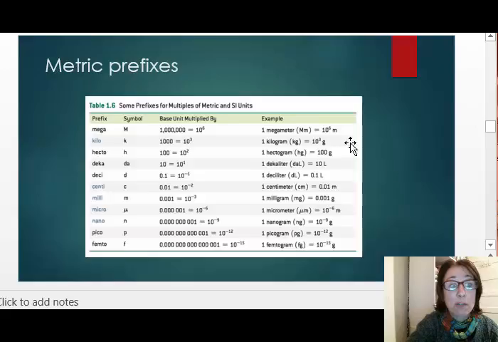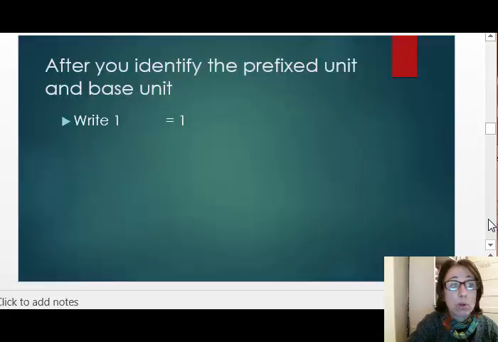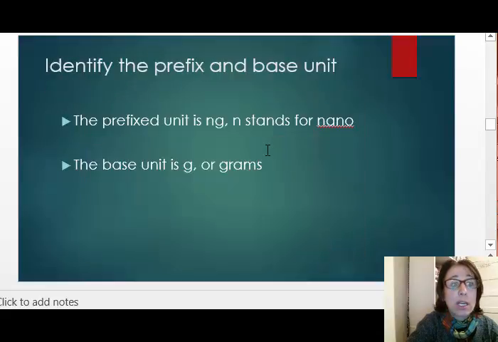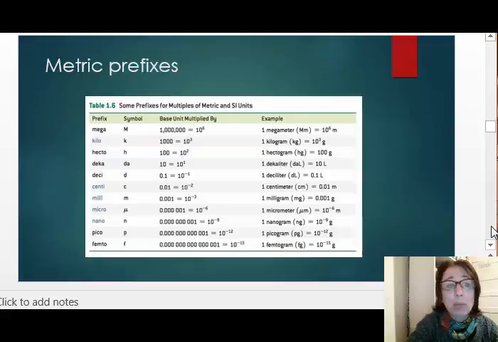The first thing we do is identify the prefixed unit, which is ng. Lowercase n, lowercase g stands for nanogram, so the prefix is nano. The base unit is gram. We know by looking at Table 1.6 that nano stands for 10 to the negative 9th, or a billionth.